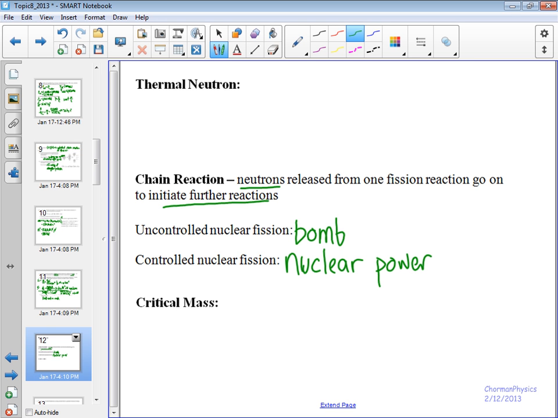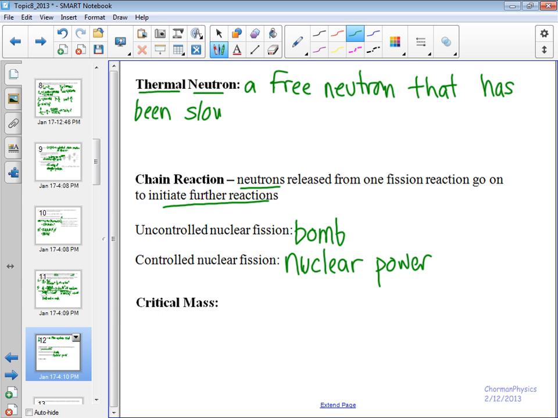Okay, so in order for a uranium-235 nucleus to split, it must absorb what's known as a thermal neutron. This is a free neutron that is going to be slowed down by a substance we call a moderator. So it collides through this substance.